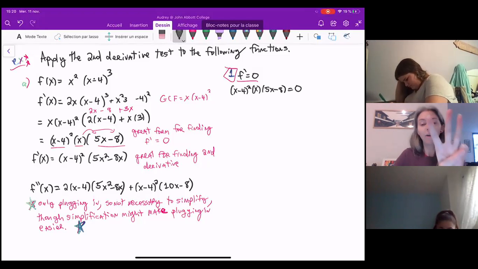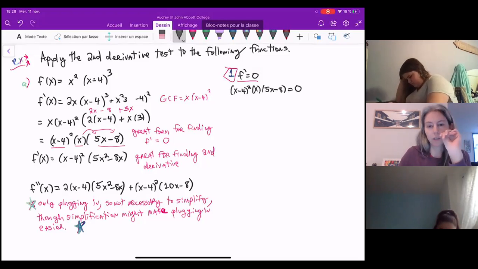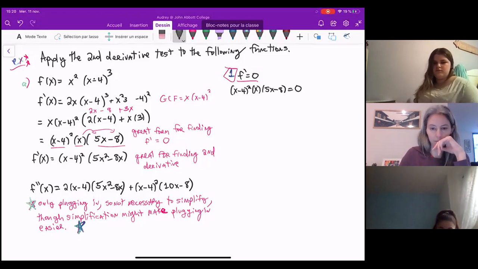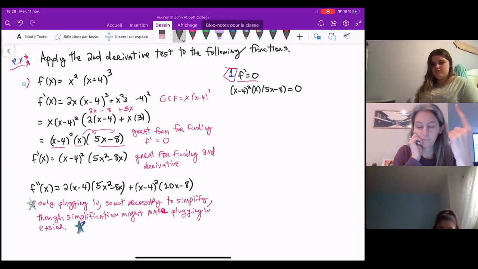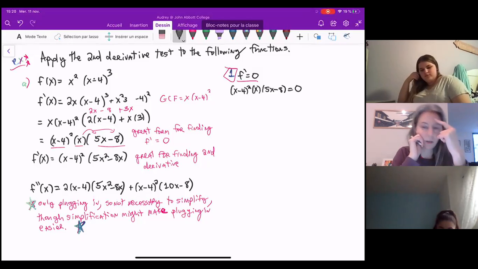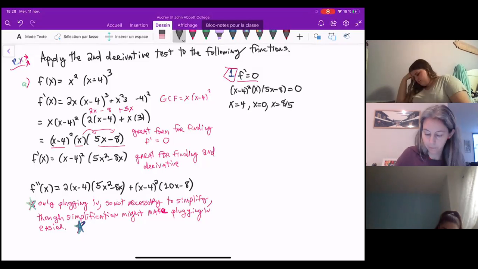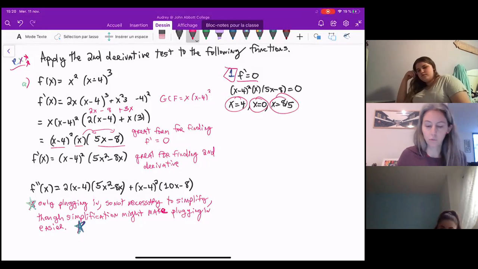And this is going to give me 3 values. What are they? What 3 values does this give me? So 0 is one of them. You got it. Good job, Dean. Good job, Jenny. So it's going to give me a 4, a 0, and an 8 over 5. And I don't care about where this doesn't exist, so I only stick to these 3 values.